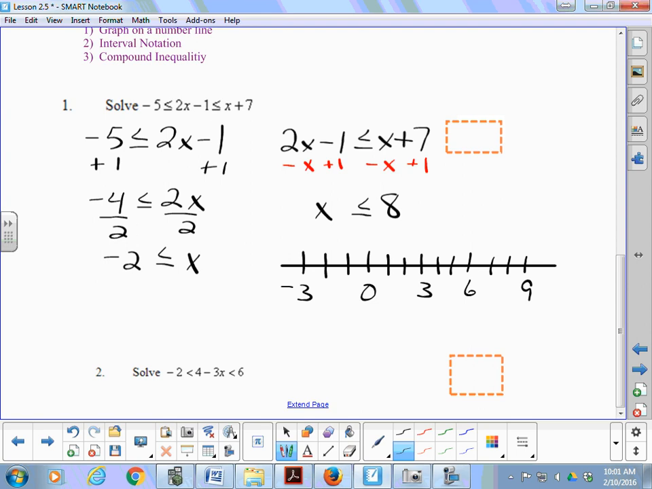So what kind of dots are going on negative 2 and 8? Closed dots, okay? So negative 2, closed dot, positive 8, closed dot, if there was no equal sign underneath the less than. Yes. And then we bold in the line connecting them. So then that means that x is greater than or equal to negative 2 and less than or equal to 8. There's my compound inequality.